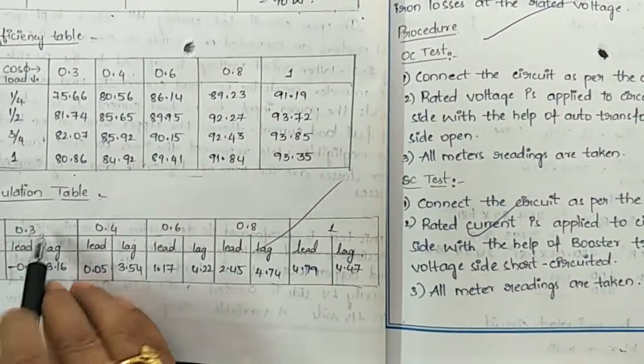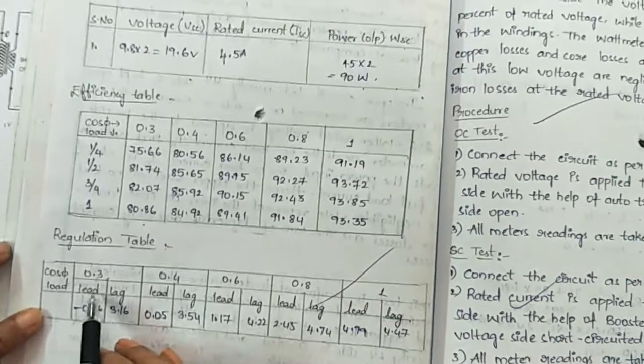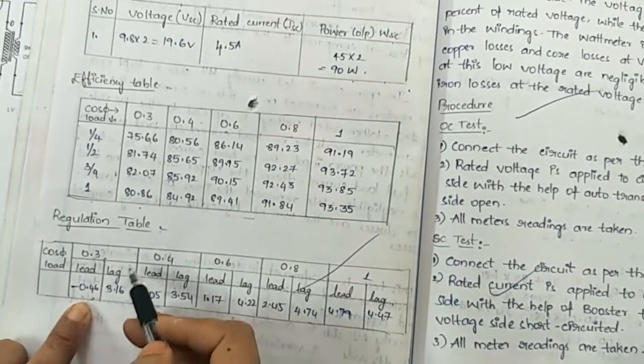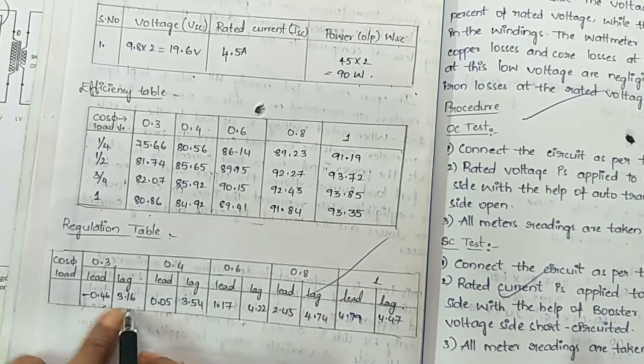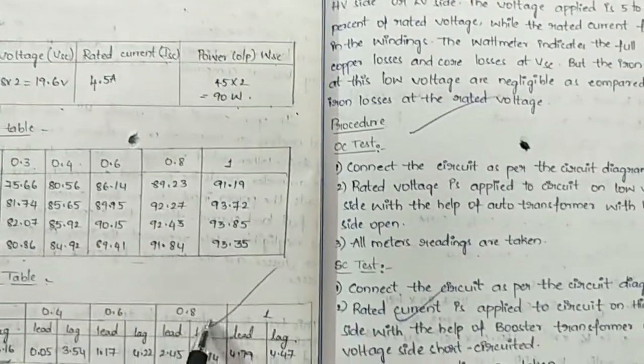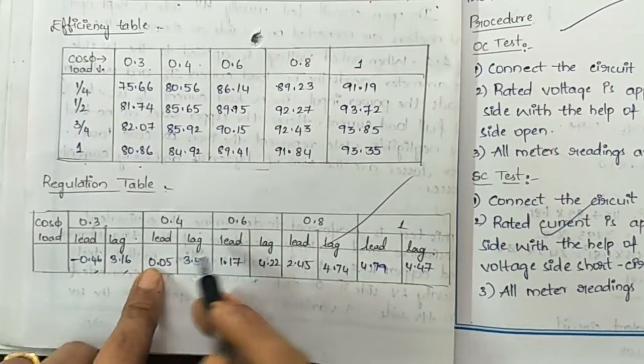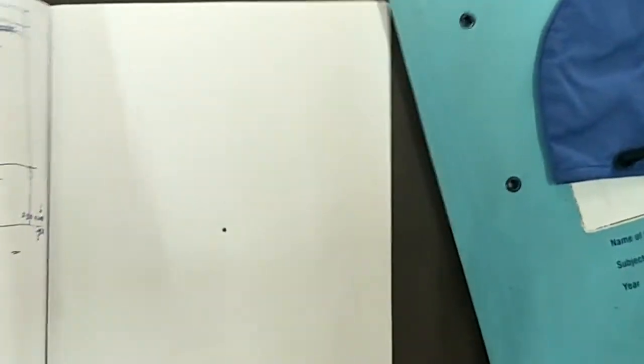Similarly for regulation, initially the power factor 0.3 is considered as leading and the regulation is obtained. Once again 0.3 lagging, and the regulation is calculated. Similarly for 0.4, 0.6, 0.8 and 1, consider once for leading, calculate the value, then for lagging, calculate the value, and tabulate it. Once these values are obtained, the graph is plotted.